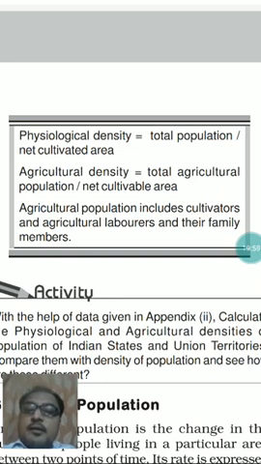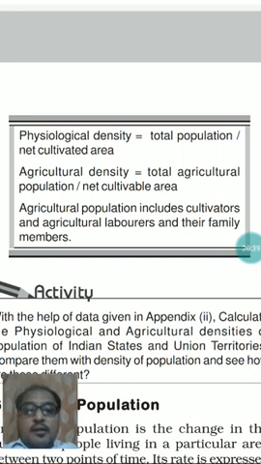And agricultural density is total agricultural population divided by net cultivated area. In the case of physiographical density, we take the total population of that area. But in the case of agricultural density, we take the agricultural population. And what is the agricultural population? The agricultural population includes the farmer himself, that is the cultivator, and the agricultural laborers, means farm laborers or landless laborers who work on others' land, others' farming land.